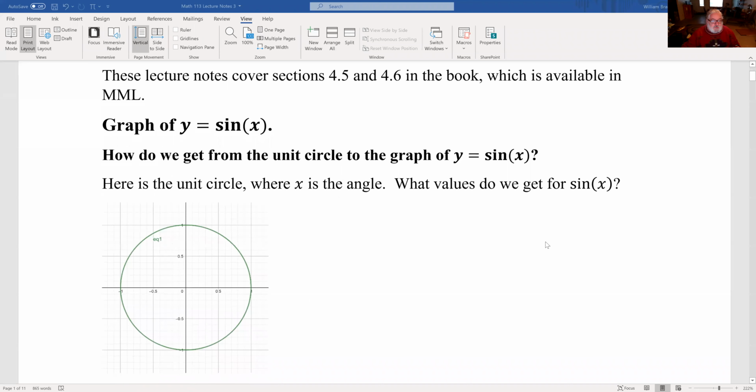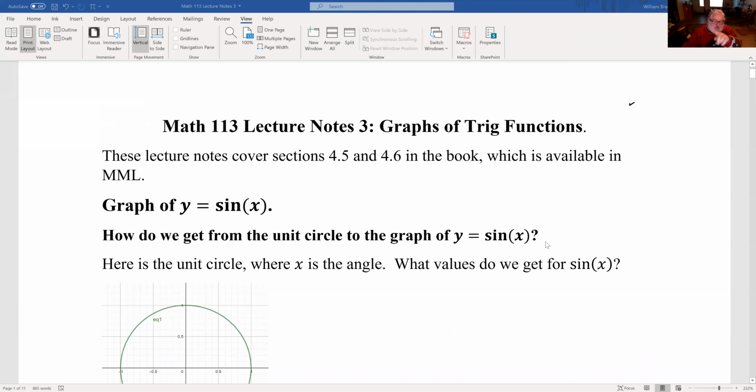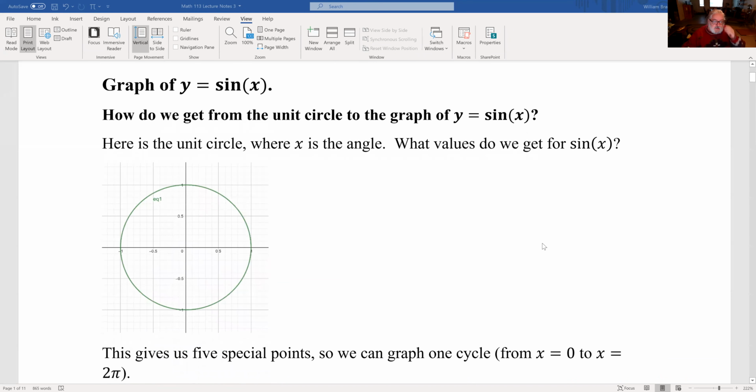So what we want to do is graph the trig functions. Graphs of trig functions. We'll start with sine x. So how do we get the graph of y equals sine x from the unit circle? We have to remember that if I'm going to start calling this angle x, sine of x is the y coordinate.